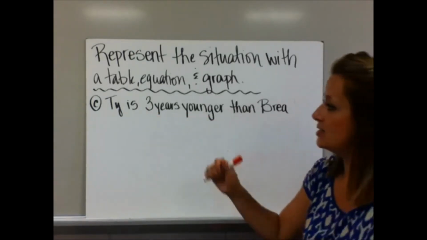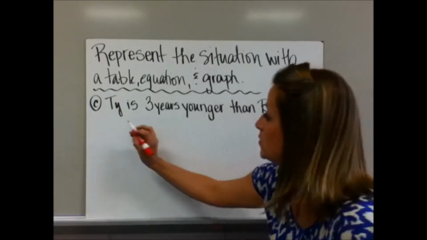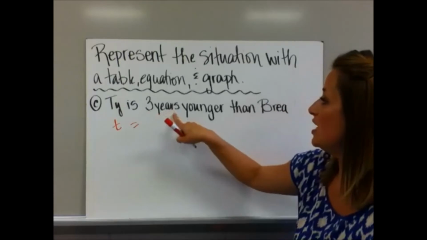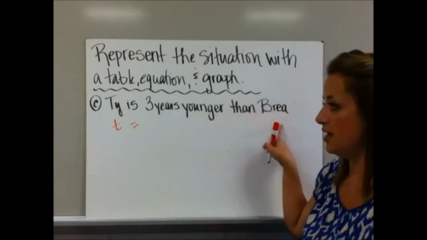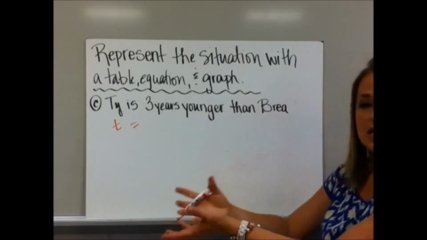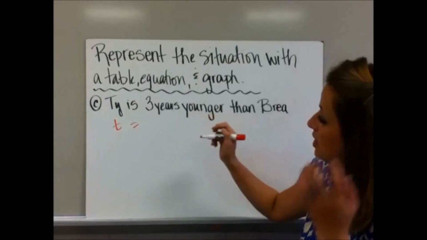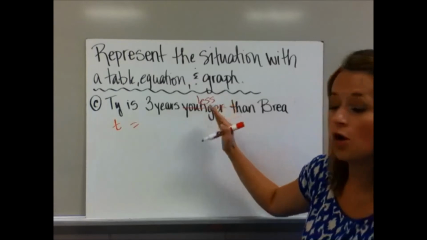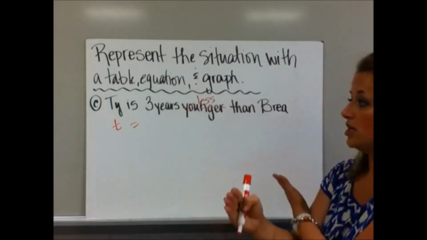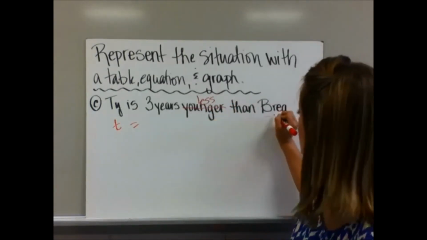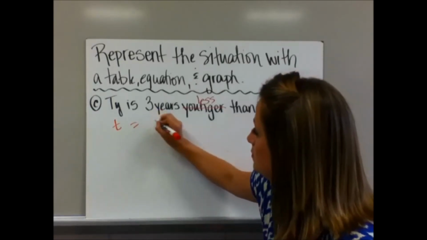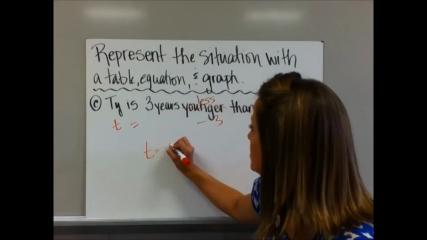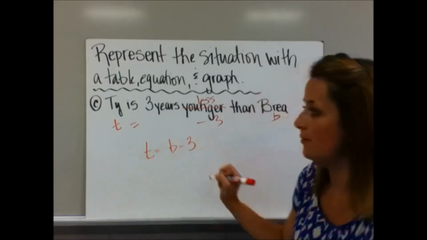Let's do some translating. So we're going to make Ty. We don't know Ty's age, so we're going to make it T. Is would be the equal sign. 3 years younger than Bria. So younger than, it's like it's less than. Think of it in years. So he is 3 years. Think of that as less. And what do you know about the phrase less than? It switches the order. So it's going to be Bria minus 3. So let's piece that together. T equals Bria minus 3.